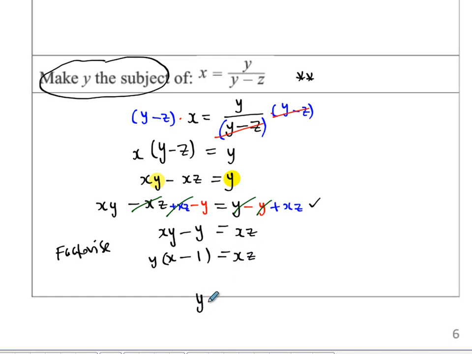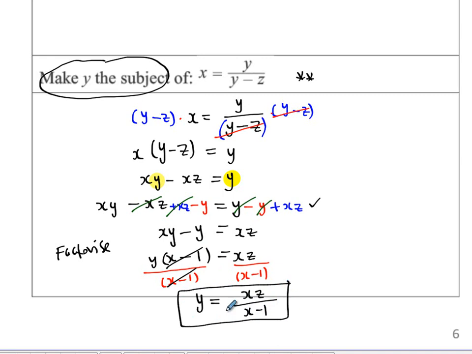Now what do I want? I want y as my final value. Therefore, what is bothering me is this bracket here. So let's divide by x minus 1. Same thing here, divide by x minus 1. So this will allow me to cancel that off. And my final answer is xz over x minus 1. So y is the subject.